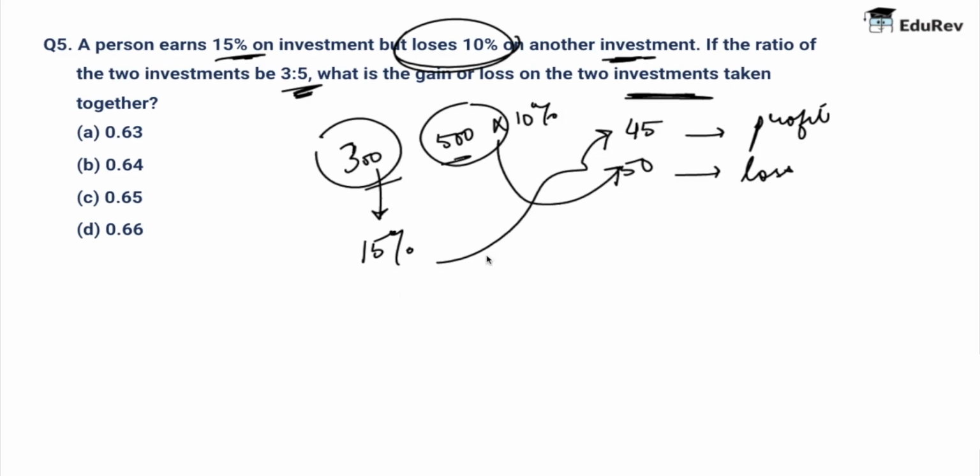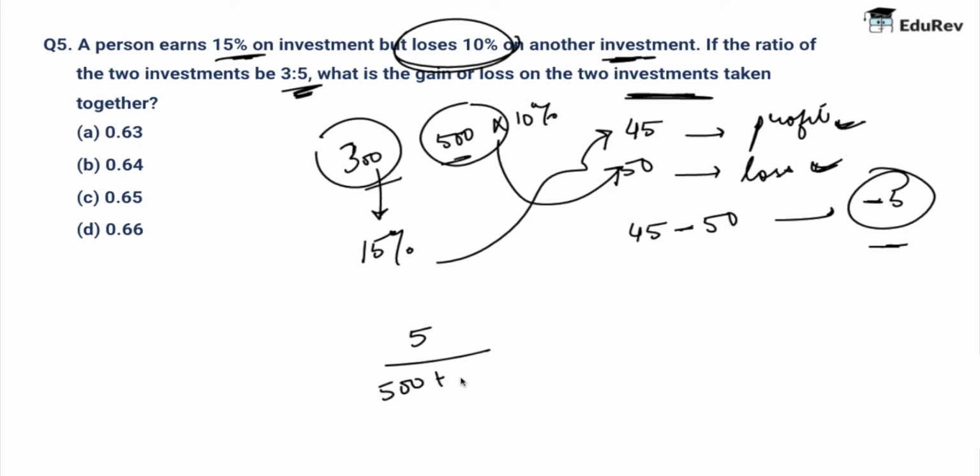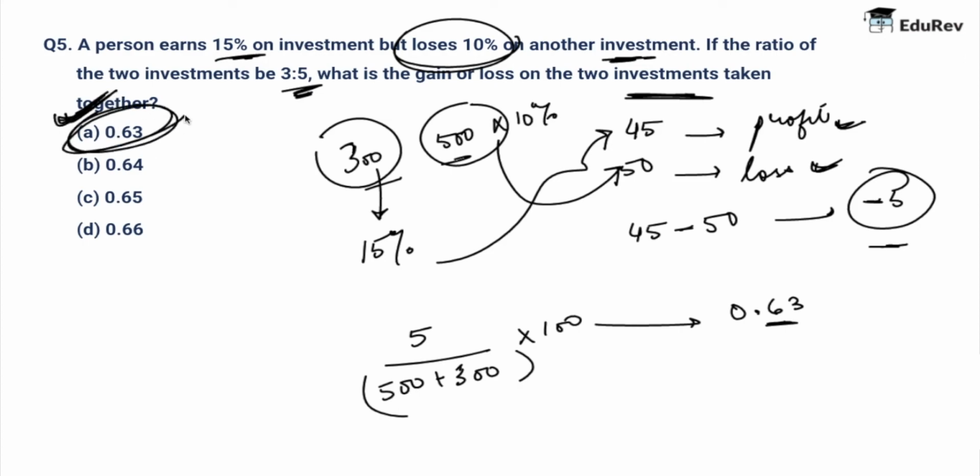So 45 is going to be the profit and 50 is going to be the loss. Now therefore the net loss is going to be 45 minus 50. Okay. That is going to be negative of 5. Our losses are more than the profit. So the net profit is negative of 5. That means we have a loss. Or in terms of percentage, can I write that 5 upon 500 plus 300, that is the total amount, into 100 is going to be the percent which I basically want to find out. And this will come out to be 0.63. Hence the answer is 0.63 percent. That is option number A.